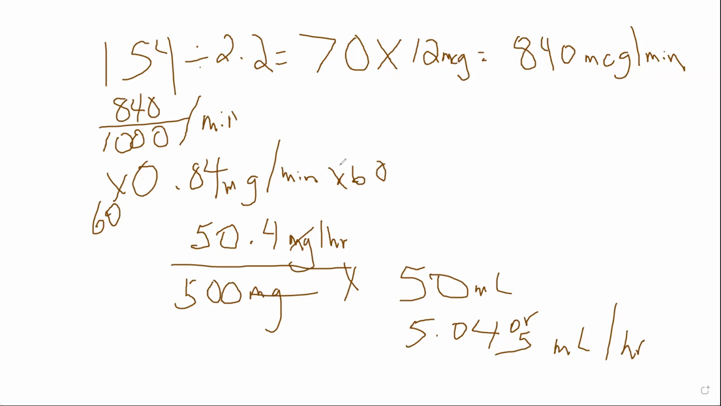We had to multiply by 60 to bring that to an hourly rate. So 60 times 0.84 gave me 50.4 milligrams per hour. The milligrams cross out. We divide that by our 500 per 50 mL, and that gave me 5.04, which it's probably going to ask us for the whole number, which should be 5. Okay, did everybody get that? Yes. All right, you guys are good.